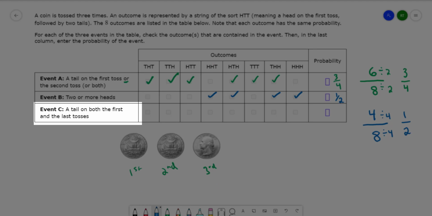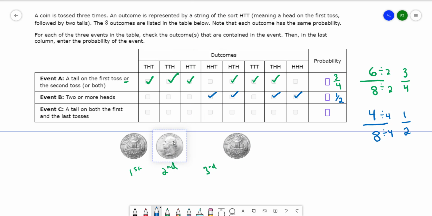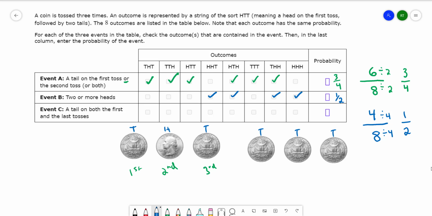In event C, it says we're looking for a tail on both the first and the last tosses. So in this one, a tail is on both the first and the last tosses. So if I were to look at these coins down here, that means that you're looking for this. You want tail on the first and the last tosses. So this is one combination we're looking for. It could be tails, heads, tails. But this is not the only way that a tail can come out on both the first and the last one. This is the other way that tails can come out on both the first and the last tosses, where you just get tails all the time.